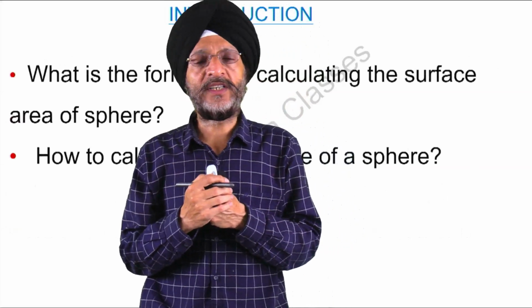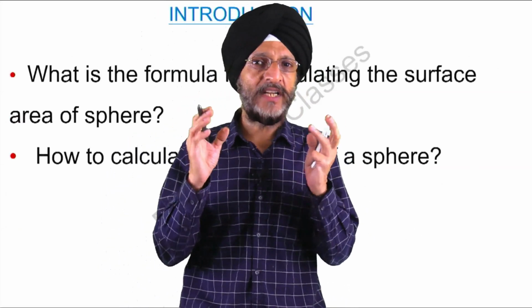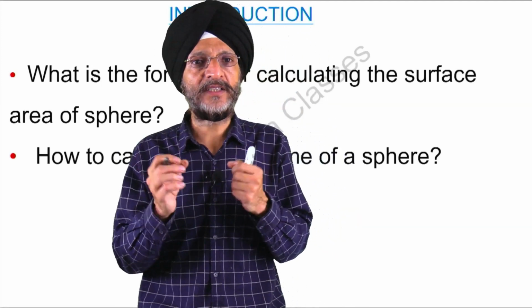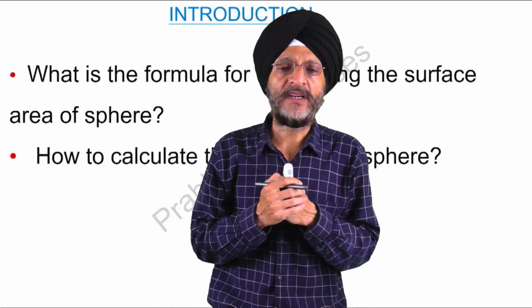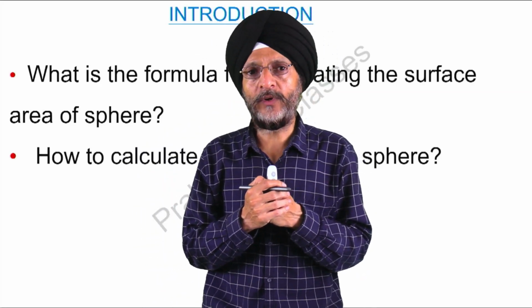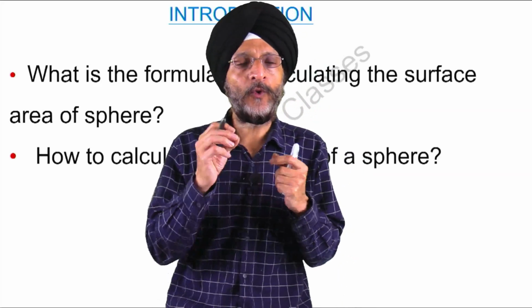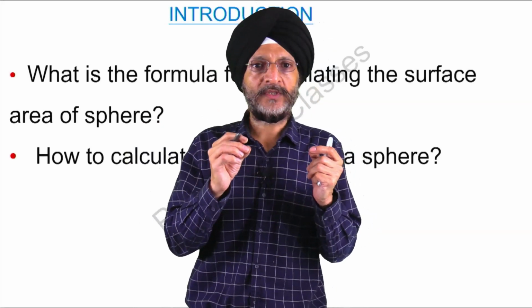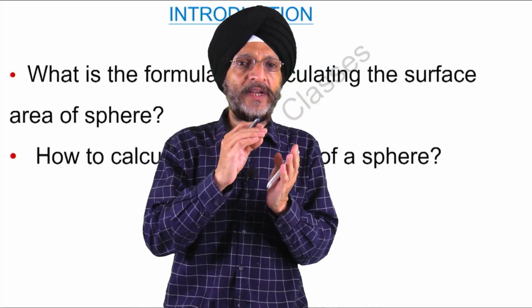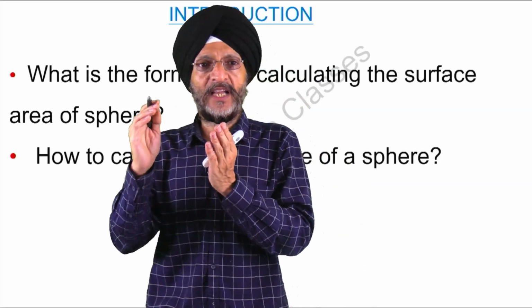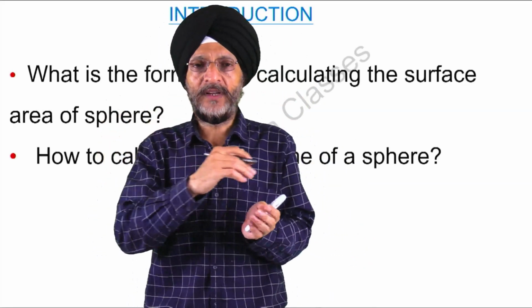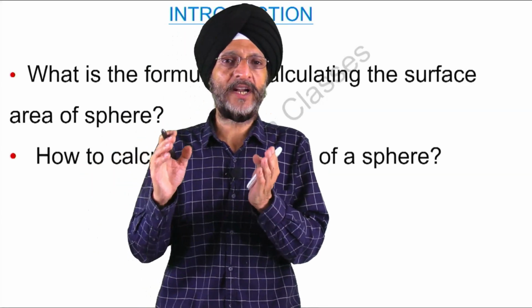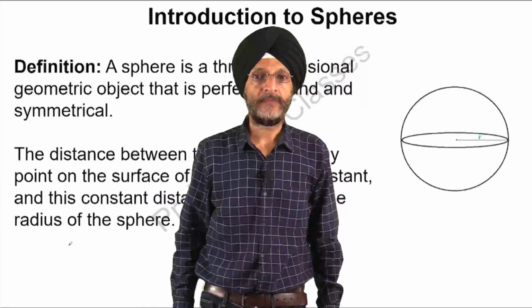The students will also understand that the formula for calculation of surface area of sphere is 4 pi r square. The students will also understand that the formula for calculation of volume of sphere is 4 over 3 pi r cube. We will also use these formulas to calculate the volume of sphere as well as the surface area of the sphere. We will understand with many examples. We will solve many examples so that the concept is very clear.